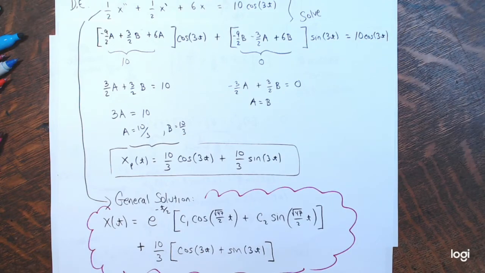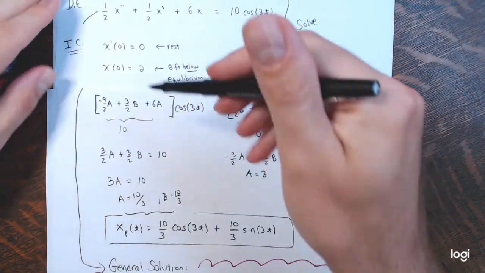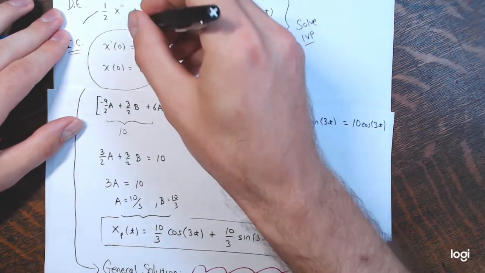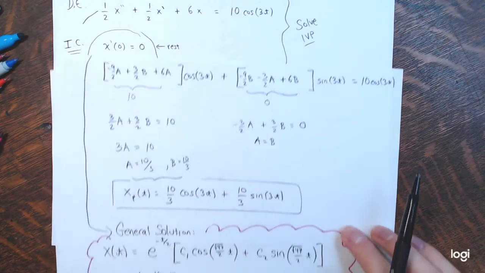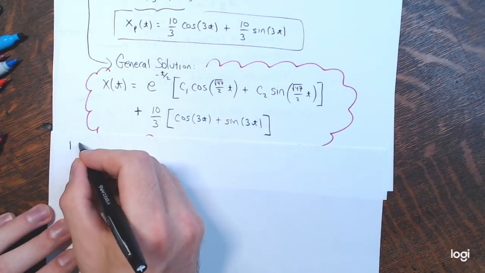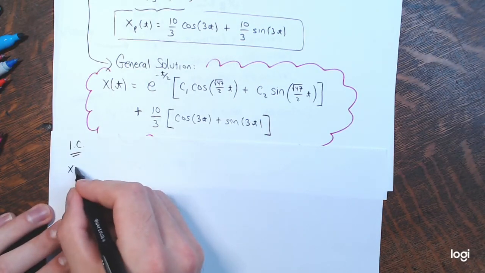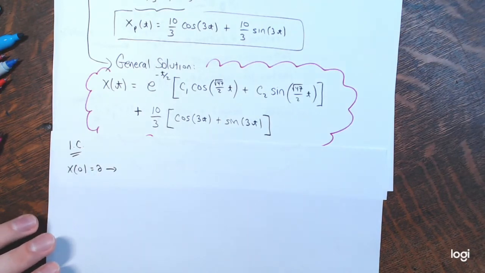So I think I can find one of them pretty quickly. All right, remember the initial position. I have the initial conditions up here. X of 0 was 2, so let's use that. Initial condition time: X of 0 was 2. So that gives me the following equation.